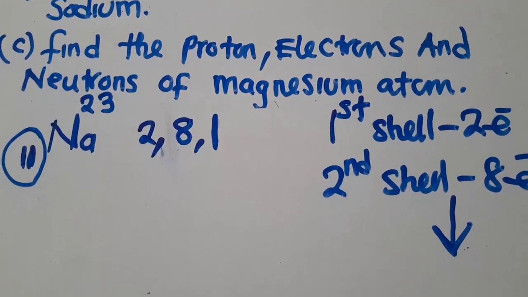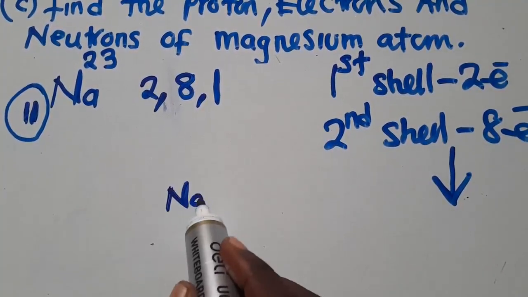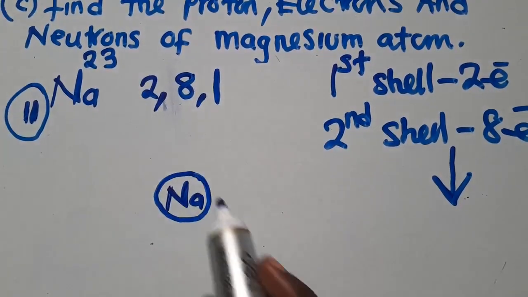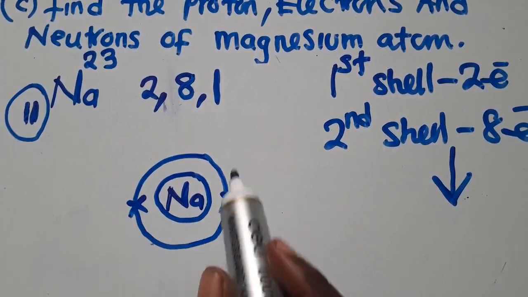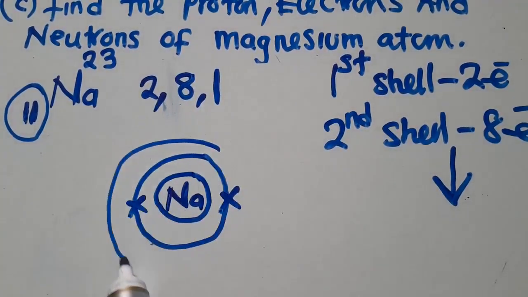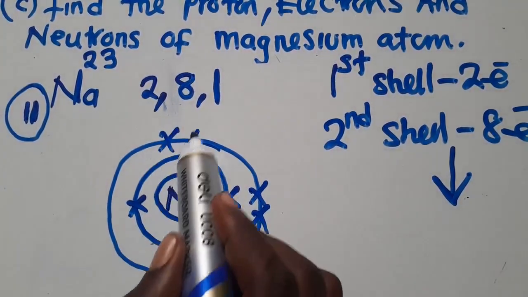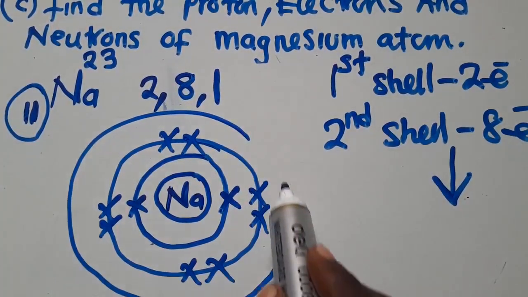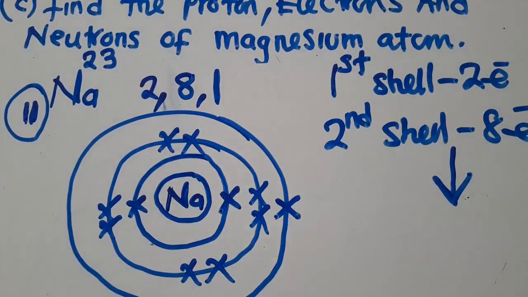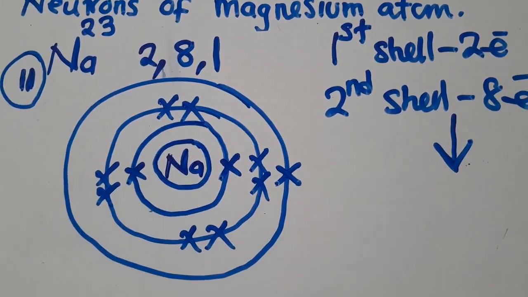After you do that, the other thing you now need to do is write down the structure. So this is sodium. The first shell, you put how many? You put 2. Second shell, you put how many? 8. You say 2 there, 4, 6, 8, like that. The last shell, you put how many? Just 1. That's how you need to put those shells in.